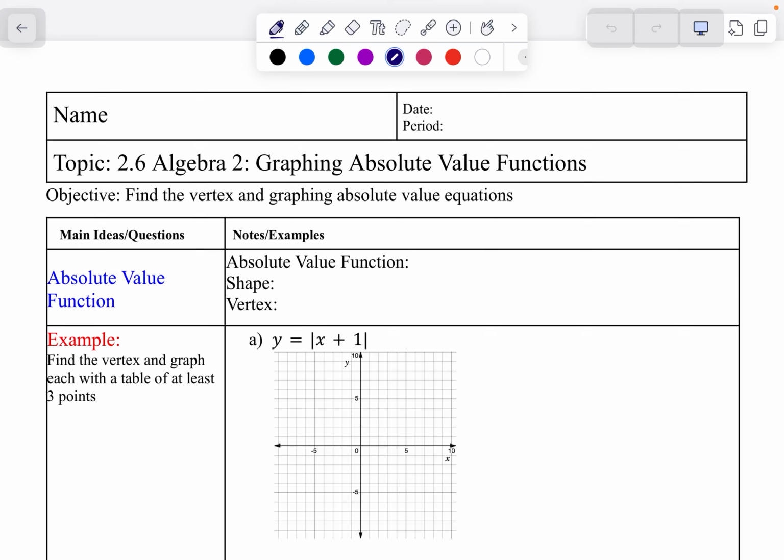So 2.6, graphing absolute value functions. Up to this point, we've done a lot with linear functions. But an absolute value function, although it's related somewhat to the slope of lines and the intercepts of lines, does have its own unique qualities about it.